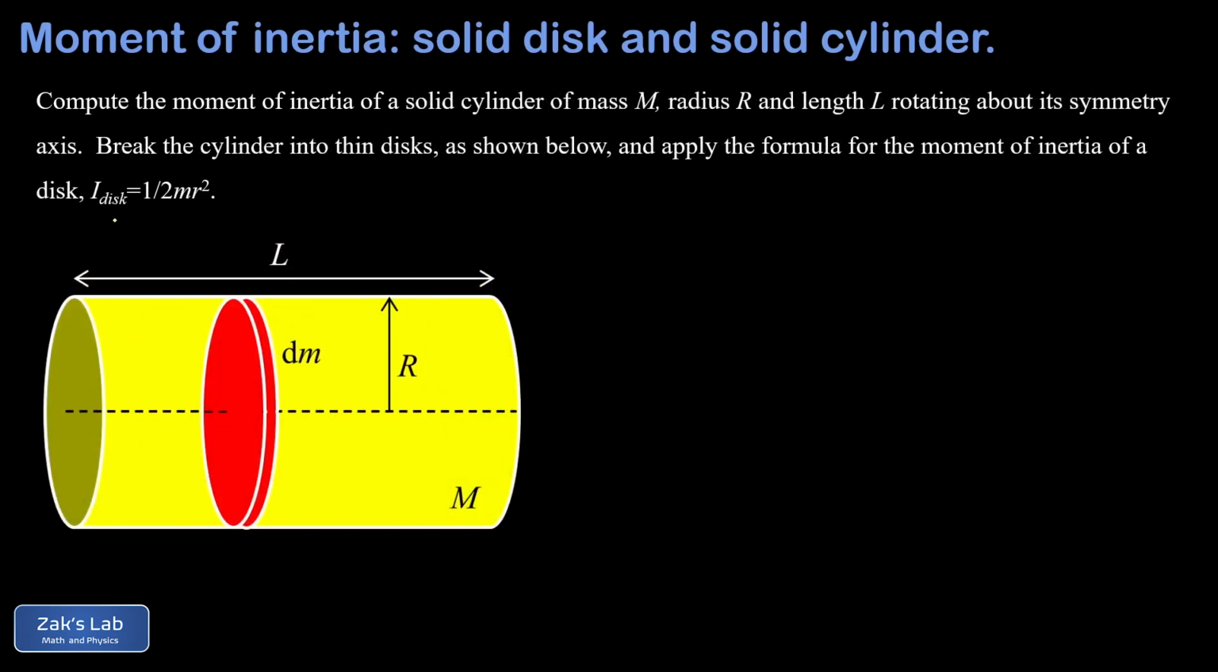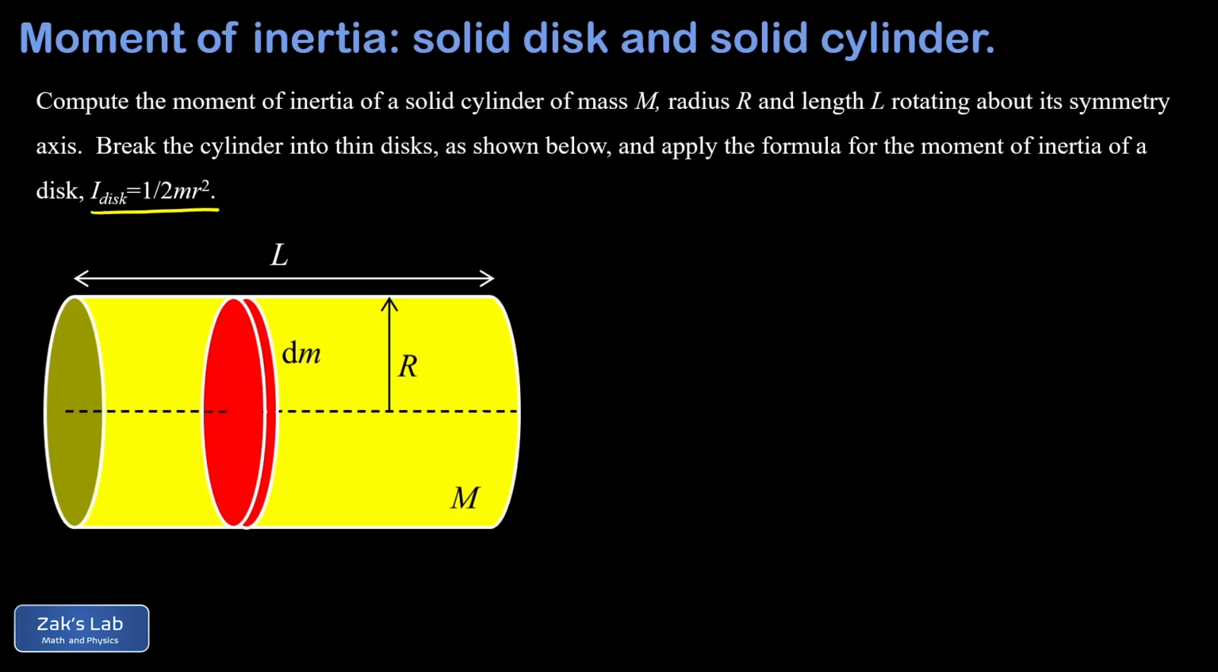Now that we know the formula for the moment of inertia of a disk, that's 1/2 MR squared, we can apply this to the solid cylinder by slicing it into disks and applying that formula 1/2 MR squared to each of these infinitesimal slices. So before we start, I want to make a point about physical intuition here. The mass distribution of the solid cylinder is exactly the same as the mass distribution of a disk. In other words, the percentage of mass at each distance from the rotation axis is going to be the same.